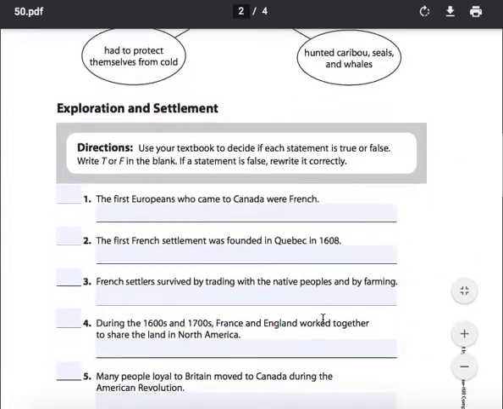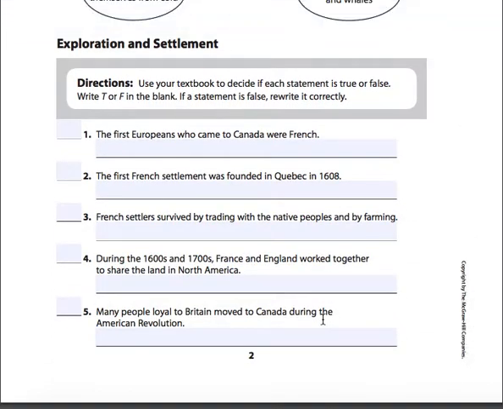Now in this section, we're going to fill out true and false questions as we go. The first Europeans to reach what is now Canada were Vikings.